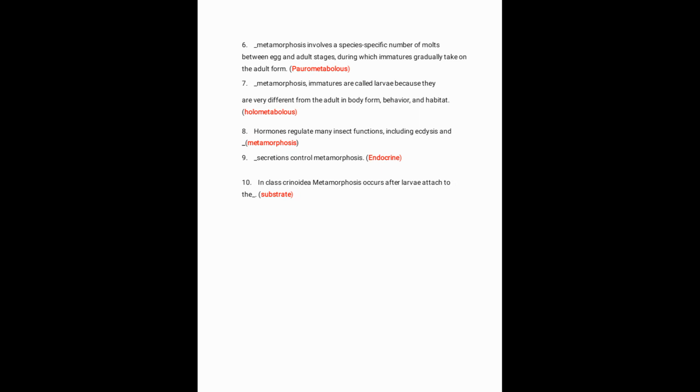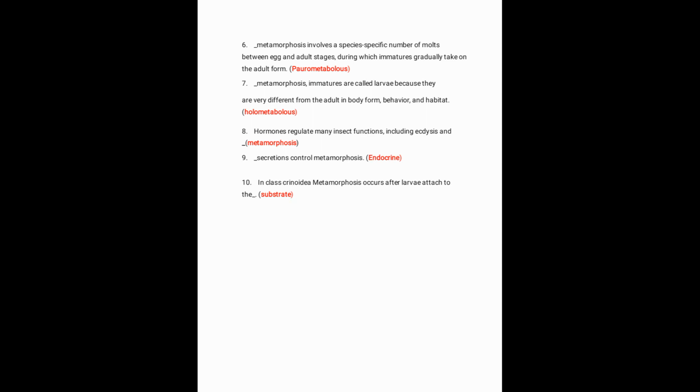6. Metamorphosis involves a specific number of molts, eggs and adult stages, during which the immature form gradually takes the place of the adult form: prometabolous. 7th, in metamorphosis the immature forms are called larvae because they are very different from the adult in body form, behavior, form and habitat.